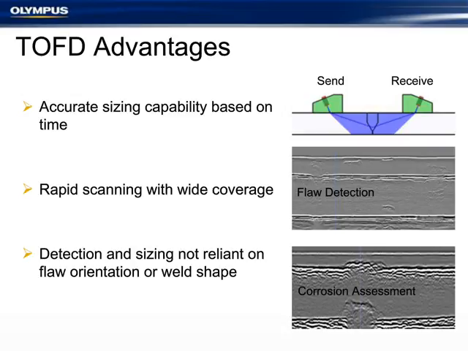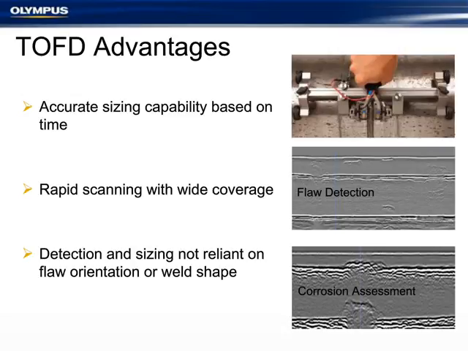One of the huge benefits is, unlike pulse echo ultrasonics, it's really not relying on the flaw orientation. As long as we can hit it with energy, we're able to get a good response back and use time to accurately measure it.